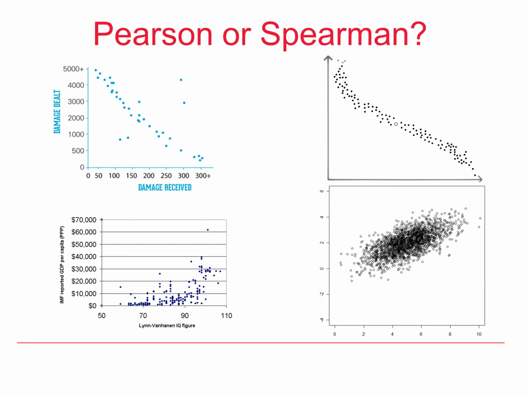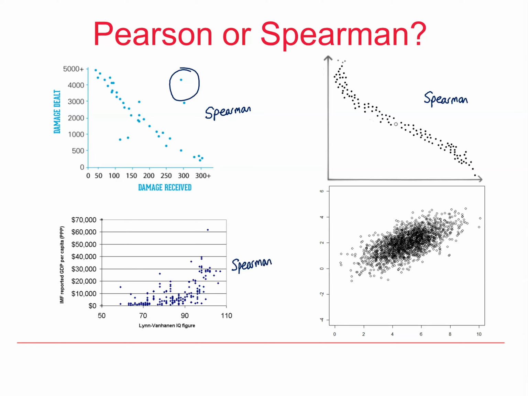Pause the video for a moment while you decide which test you should use for each of these datasets. OK, looking at the first one, it's not elliptical, and we've got outliers, so we need to use Spearman. For the second one, again, it's not elliptical, and it's clearly non-linear, so we need to use Spearman. Similarly, for the third one, it's not elliptical and it's not linear, so we need to use Spearman.